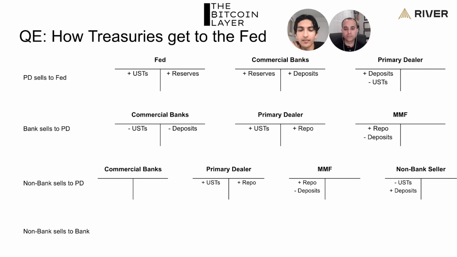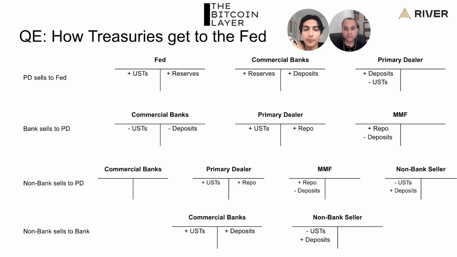And then lastly, maybe you can call it the first step in treasuries getting from a non-bank to the Fed in this QE process, is if a non-bank sells to a bank, who then sells to a primary dealer, who sells to the Fed. And that looks like the non-bank seller, like a household wanting deposits, getting rid of its treasuries. The commercial banking system would absorb those treasuries and credit the non-bank with a deposit. So this would actually be a case of the commercial bank levering up and funding those treasury purchases through the creation of deposits.